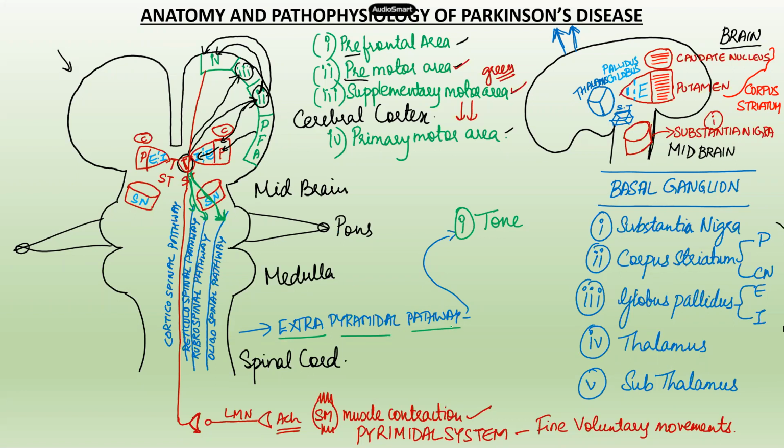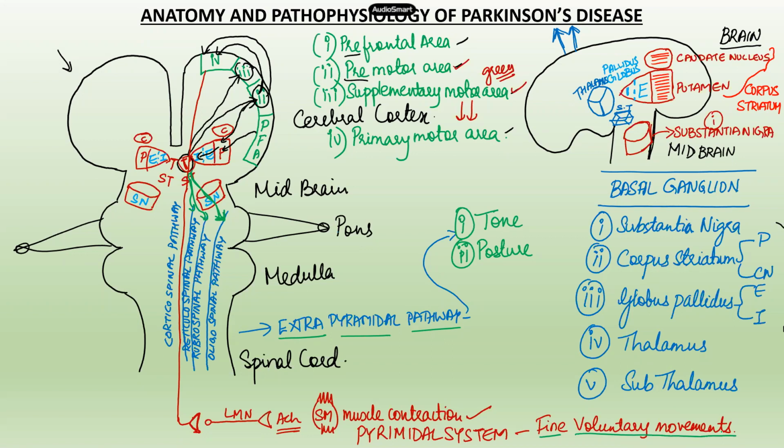So it basically maintains the tone of your muscle. Second, it maintains the posture of your muscle. Imagine you are waving to your friend. So what do you want to do? You want to lift up your hand and then wave. You just can't just maintain your hand at your abdominal level and wave. That is not the correct thing to do. So when you're trying to wave to a person, the fine voluntary movements, they are monitored by your pyramidal system.